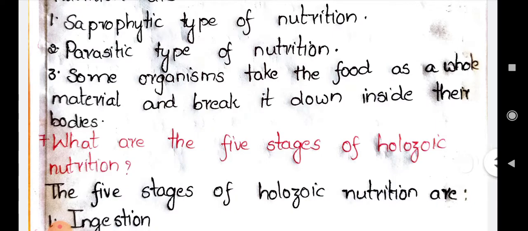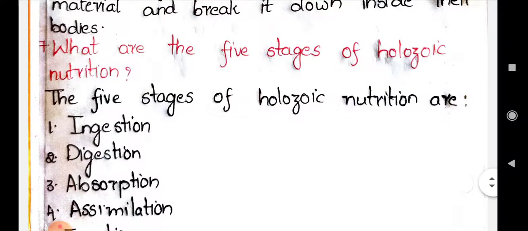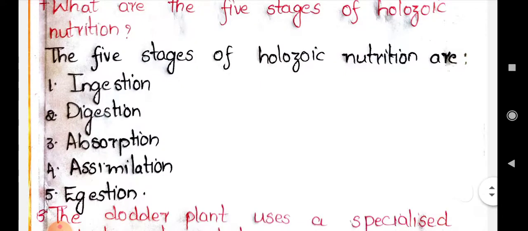Going to the next step: what are the 5 stages of Holozoic nutrition? First of all, what is Holozoic nutrition? The nutrition that is followed by most of the animals is called Holozoic nutrition. Here in Holozoic nutrition, 5 steps are there. First step is ingestion. The second step is digestion. Ingestion means taking the food material through the mouth. Digestion is the process of breaking down complex organic molecules into simple molecules.